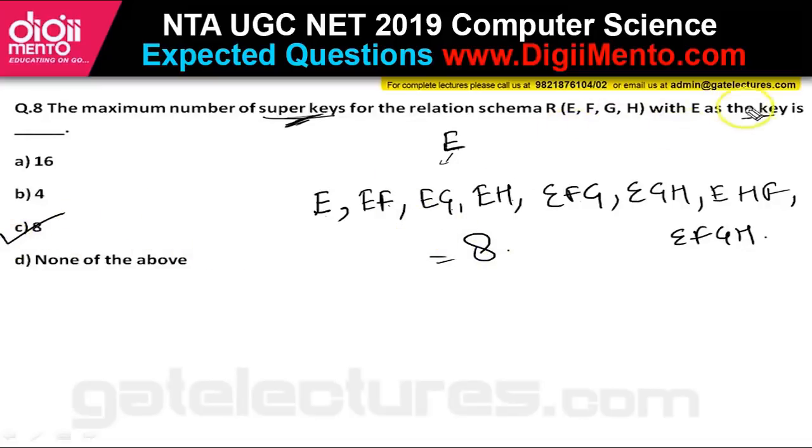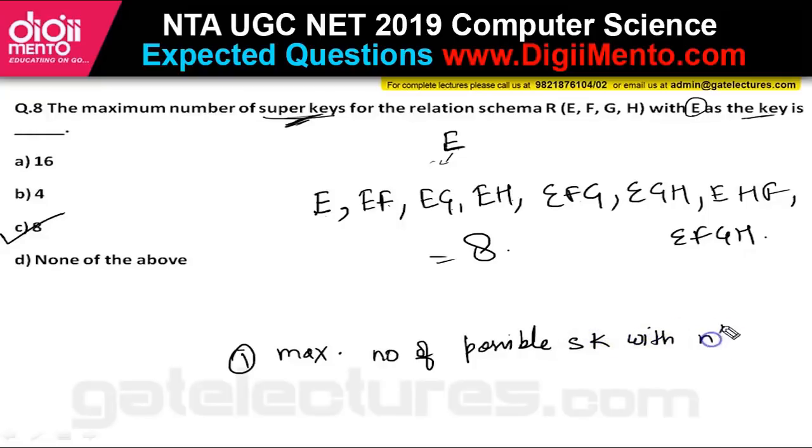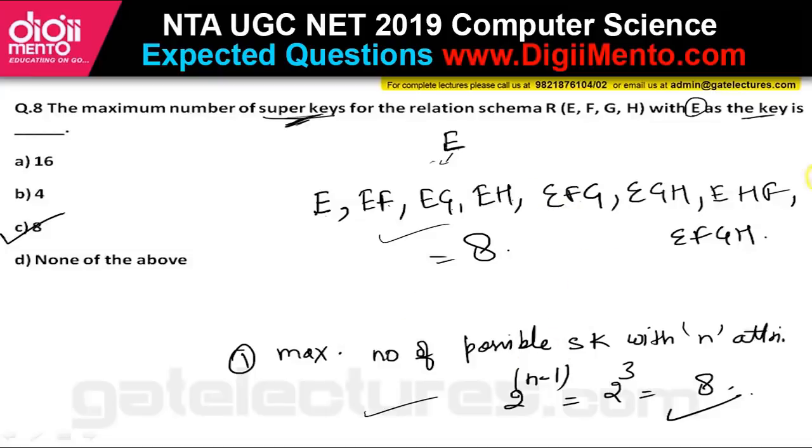So you can solve it by this. They are saying that E is the key, so this E should be in all the combinations. This is the only way we can solve this manually. Now the next way is the direct formula that you can use: the maximum number of possible super keys with n attributes is given by 2 to the power n minus 1 here. So n is how many attributes we have? 1, 2, 3, 4, so it's 2 power 3, so it's 8. Again, 8 is the answer here. So you can solve it this way or that way, whichever way you are comfortable.